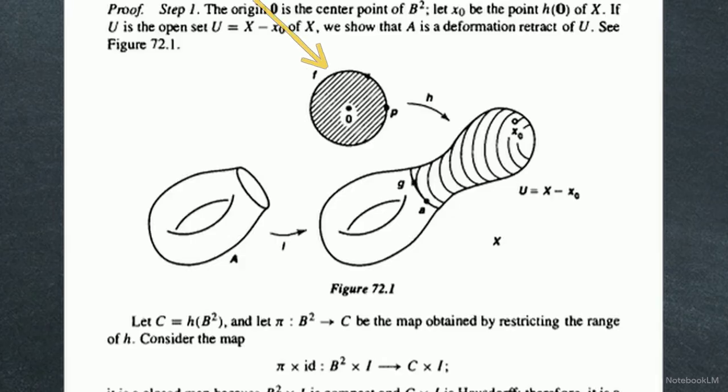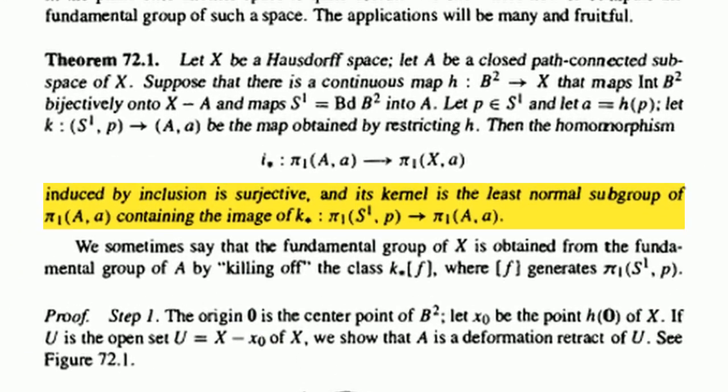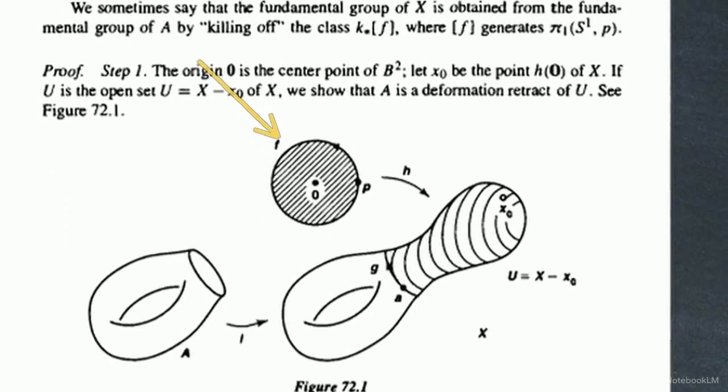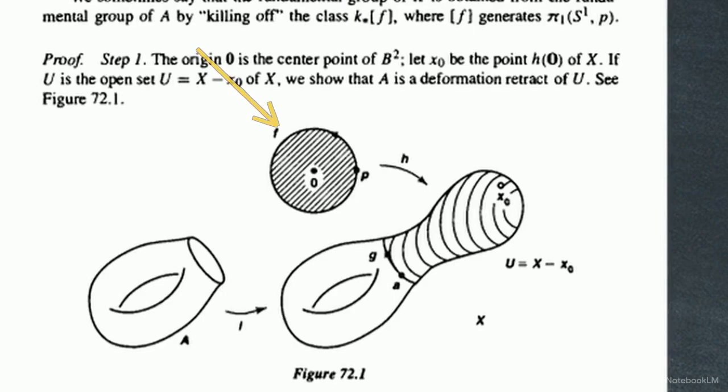This is figure 72.1, showing the deformation retract across the attached disk. This visualizes a concept the text calls quotienting by the least normal subgroup. That jargon simply means we take our free group and force the boundary loop's equation to equal 1.